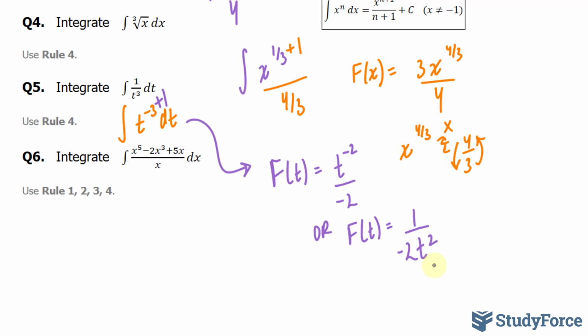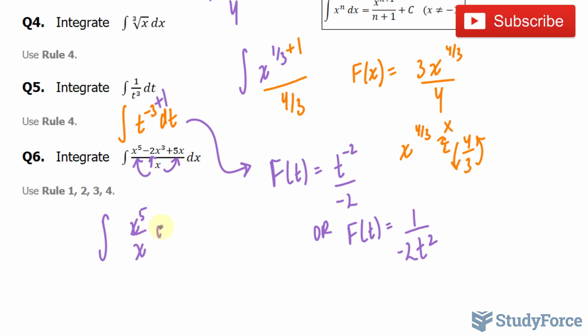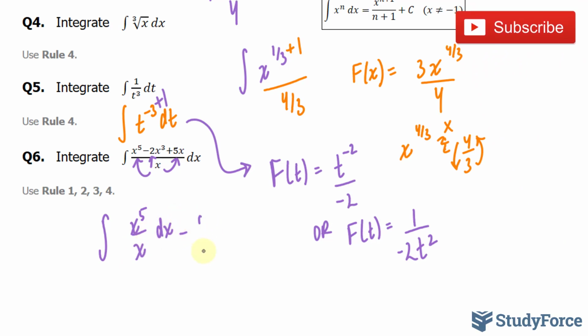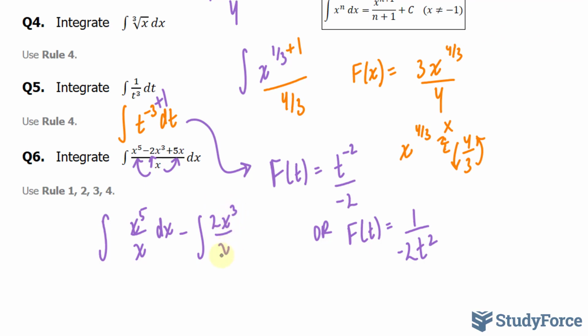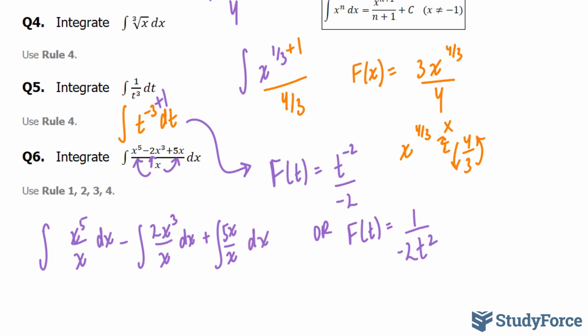Lastly, in question 6, this is the most challenging one out of these 6 examples. We have to distribute this x to each of the terms in the numerator. Watch what happens if you do that. The integral of x to the power of 5 over x dx minus the integral of 2x to the power of 3 over x, don't forget the dx, plus the integral of 5x over x dx.